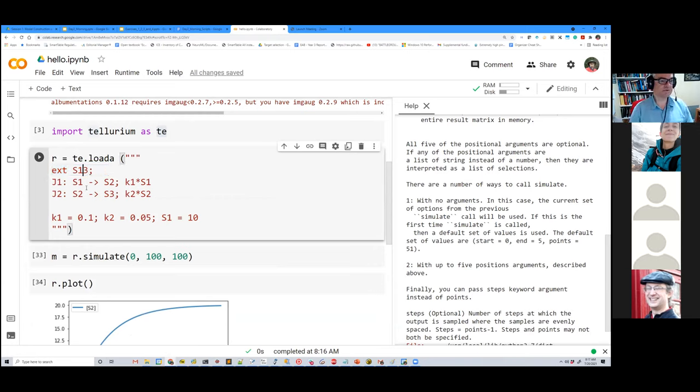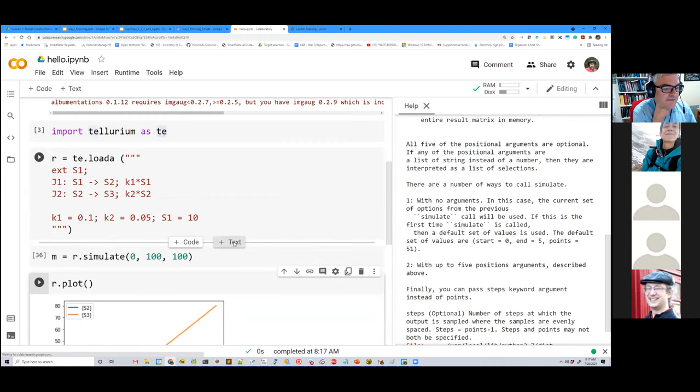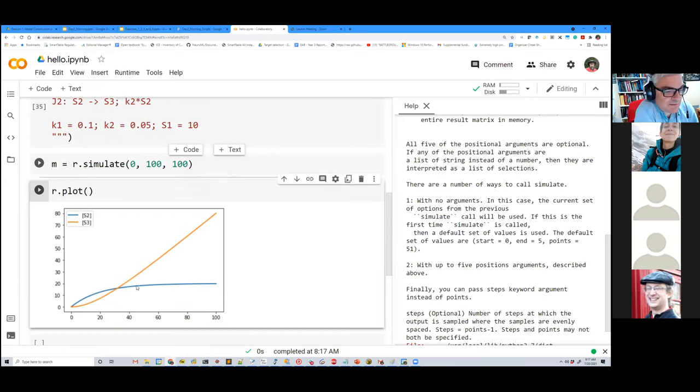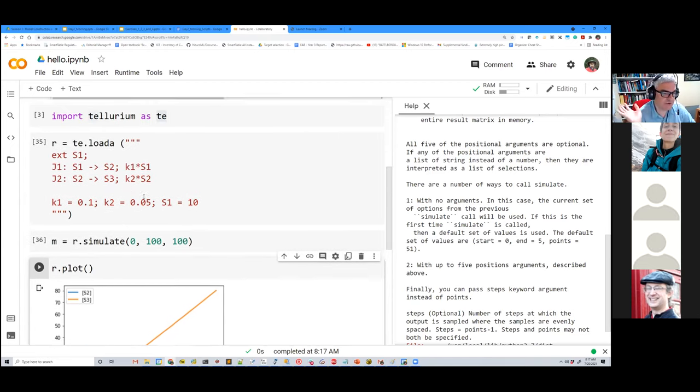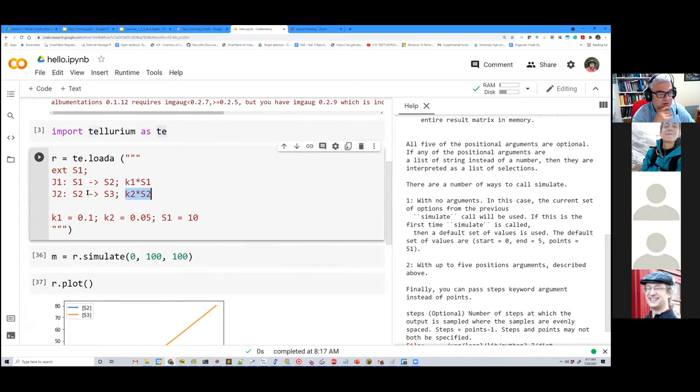Just as an experiment, what happens if we just fix S1? If we do that, we get this. What you're seeing here is S2 is doing the same thing as it was doing before, but the y-axis has been rescaled. It's doing the same thing as before reaching the steady state, but the value of S3 is actually going off to infinity. There's nothing stopping it from going up and up and up. This step is irreversible, so there's no way for S3 to push back on S2. So S2 just keeps feeding S3, and S3 grows and grows.